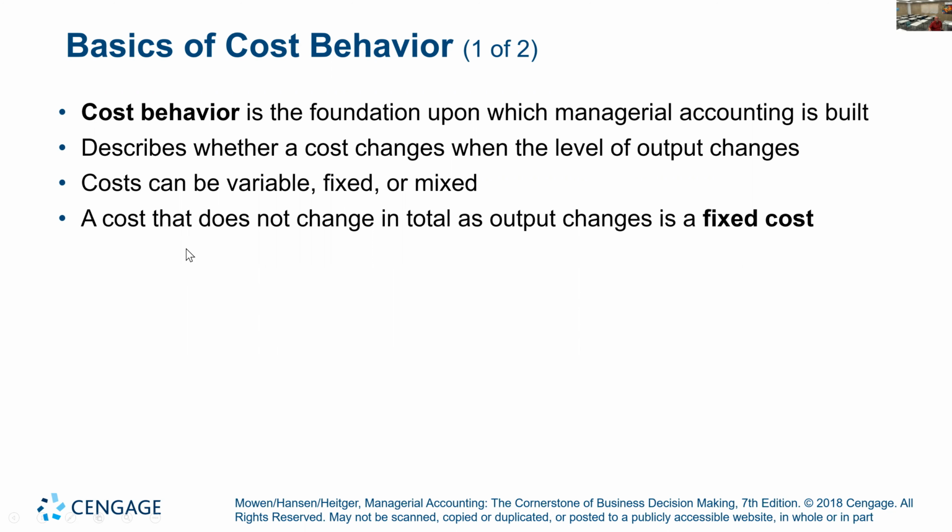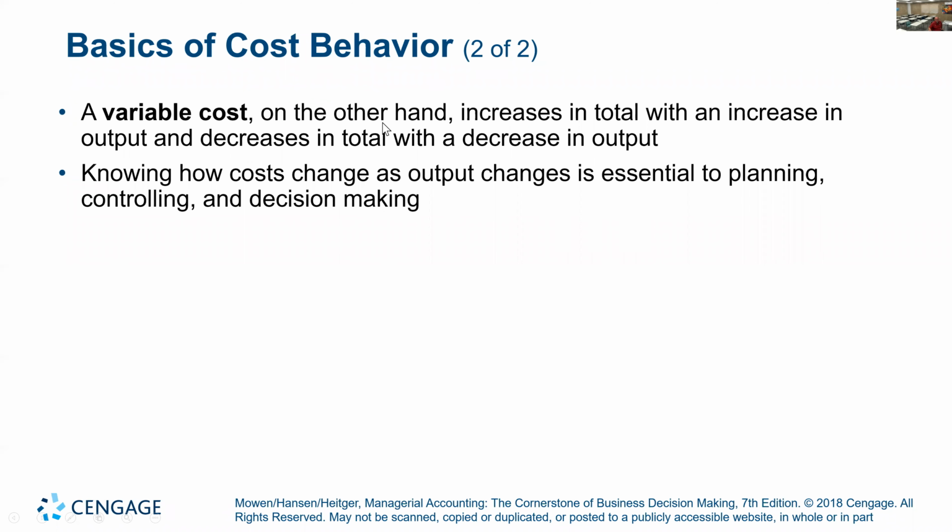Okay. A fixed cost is a cost that does not change as total output changes. Whereas a variable cost increases with an increase in output and decreases with a decrease. So it has that direct relationship with total production. And here we're talking about total cost.